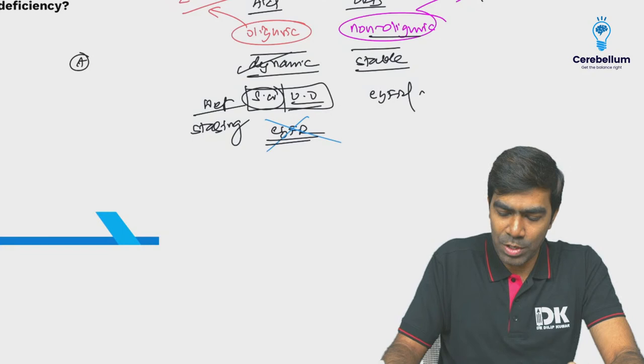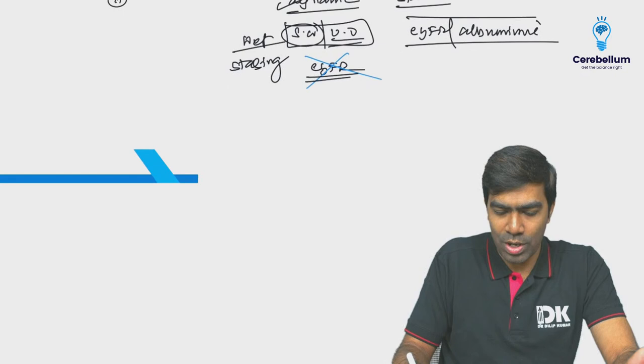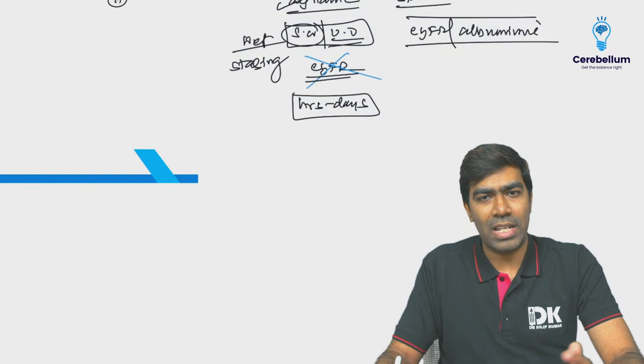I'm going to use totally different parameters for defining and staging chronic kidney disease. AKI, as you all know, is going to occur in hours to days. Hours to days, it's not even weeks. Whereas CKD is something that's going to occur over months to years. It's a long-term problem.